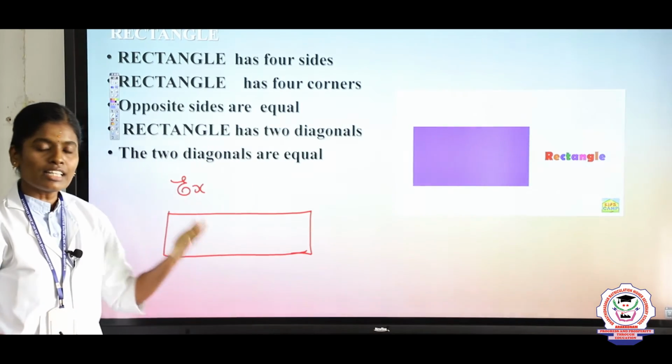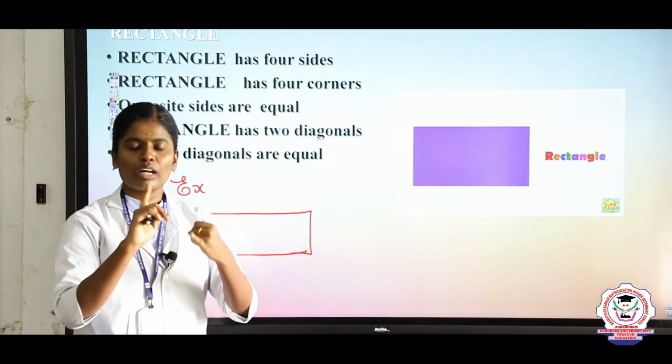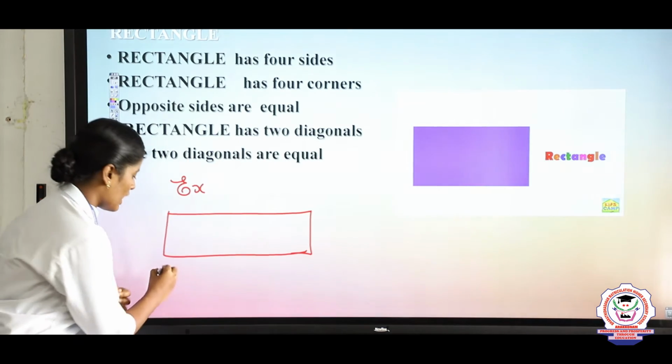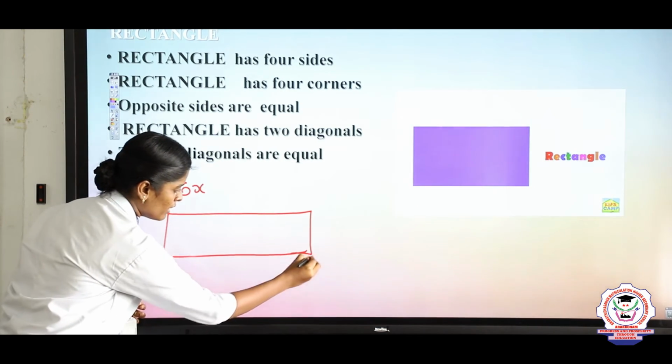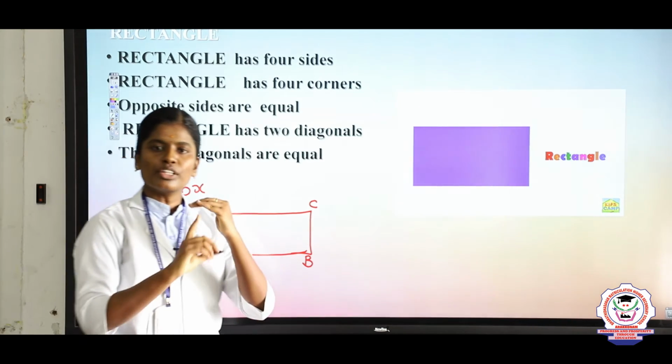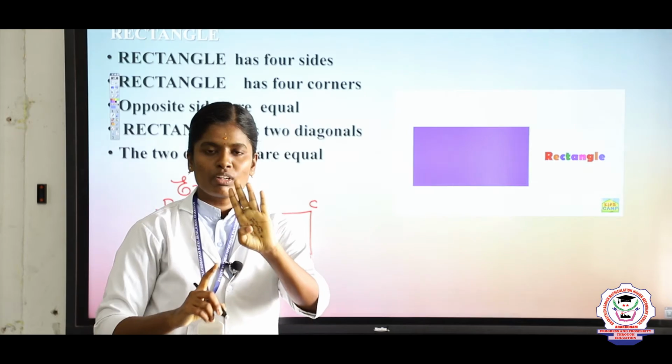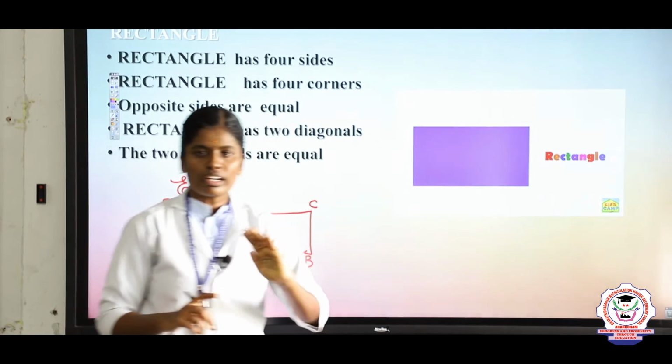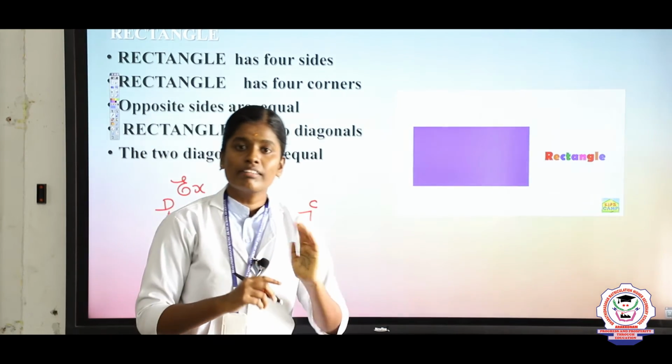So a rectangle has four sides and four corners. Now I am going to keep the names A, B, C, D. Here I already said, a rectangle has how many sides? Four sides and four corners. Corners are also known as the vertices.